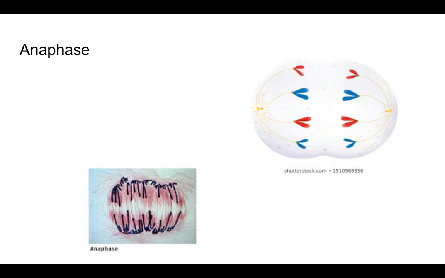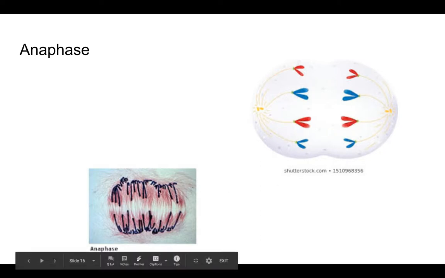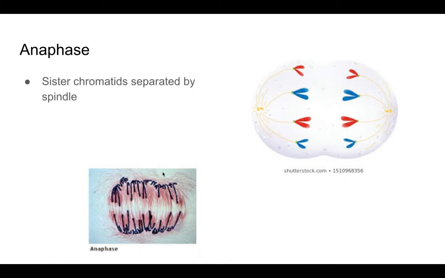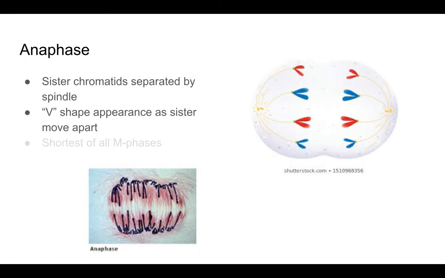Once metaphase is done, anaphase is triggered. And so anaphase, cartoon version, real life version, anaphase we see is marked by the separation of the sister chromatids. They are pulled apart now, and they're being pulled back to their centrosomes. The chromatids take on this V shape as they're being pulled apart. So you can see the V shape really well in this diagram. You can see it a little bit here in this diagram. This is the shortest of all of the M phase stages.